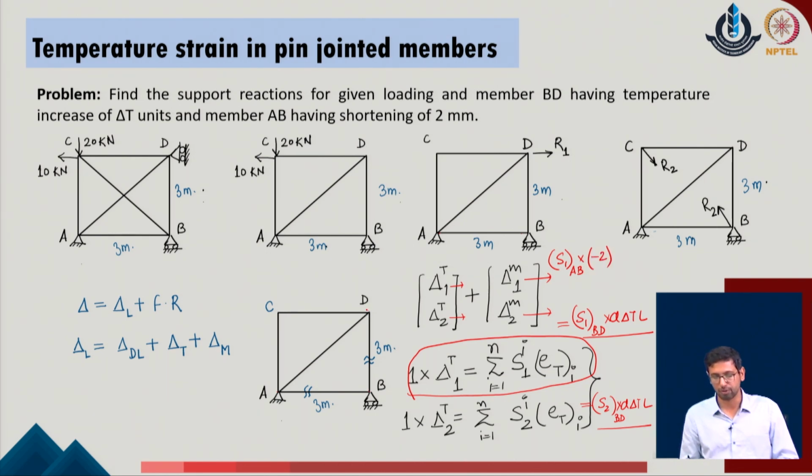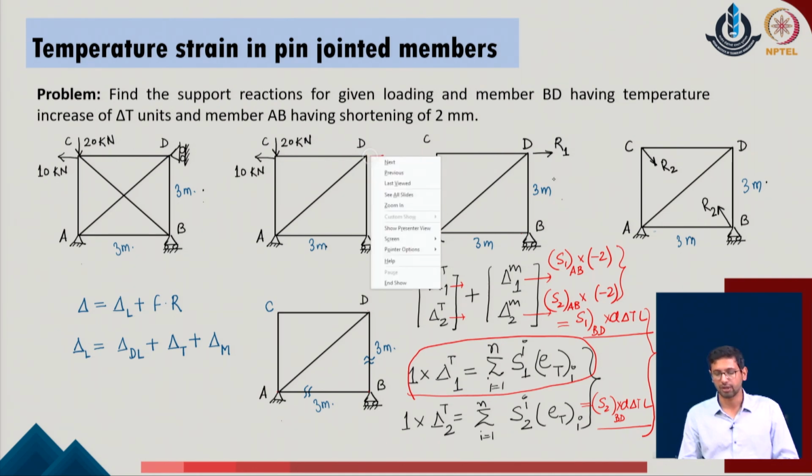Similarly, with respect to the member BD, that comes out as similarly with respect to the redundant 2 system, and that comes out as S of 2 with respect to the member BD AB, and this is again multiplied with the -2. With these calculations, I can now evaluate the corresponding values of the change in length in the direction of redundant 1 and redundant 2 due to the loading, due to the temperature field, and due to the member pre-strain in the given system.